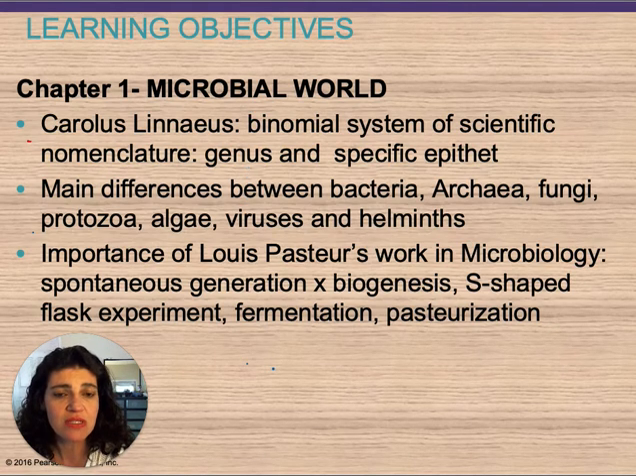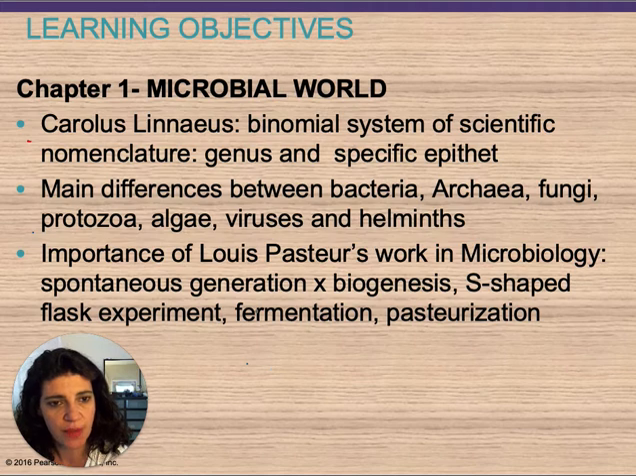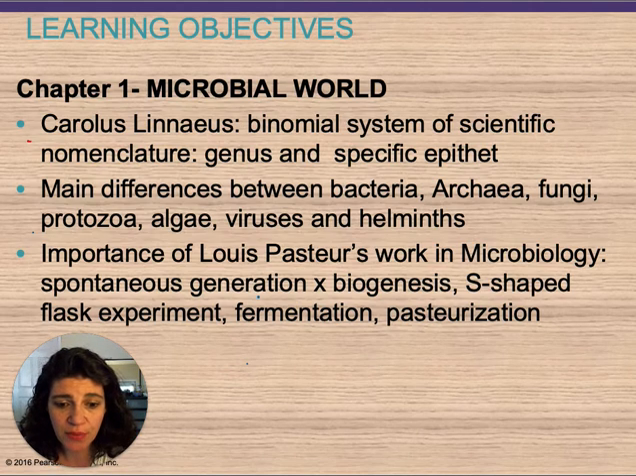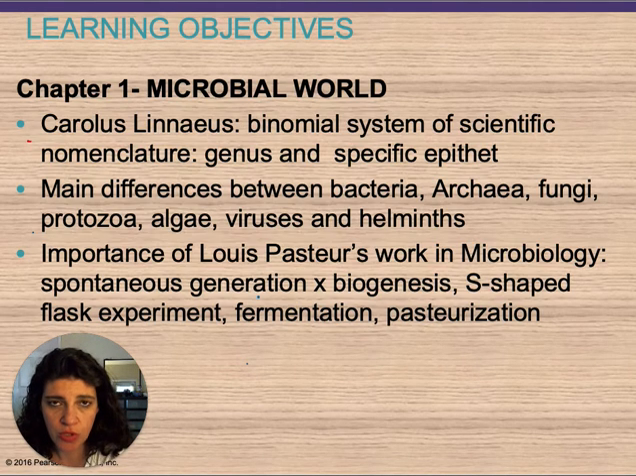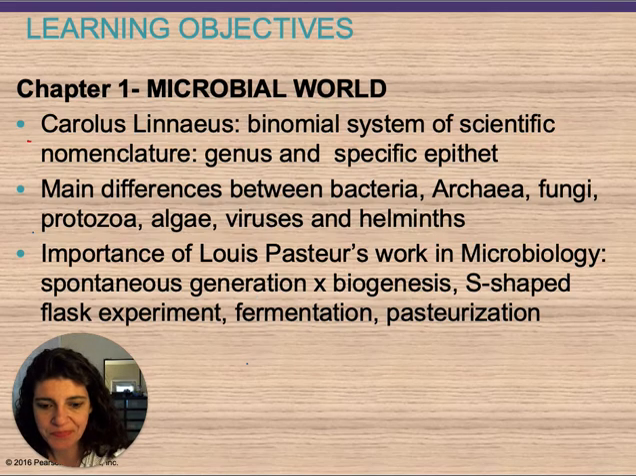Okay, so these are the learning objectives for this chapter. We're going to learn the binomial system of nomenclature, the difference between the microbes and what microbes are, and the importance of Louis Pasteur's experiments and his work in microbiology. You're going to see a lot more than this in the chapter. You don't need to know more than this, okay?